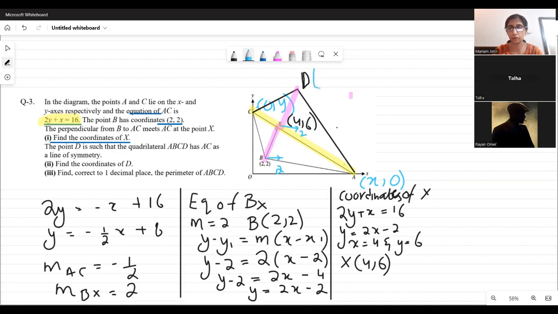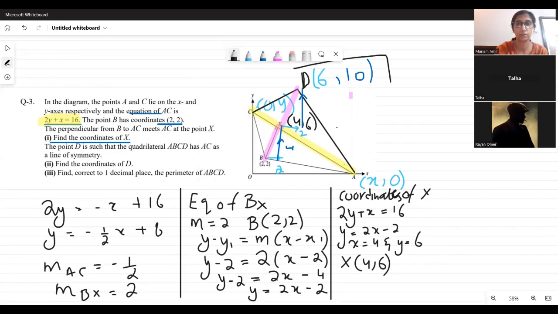So x coordinate of D would be 6, and then upwards 2 is changing into 6, so that goes 4 units up. So when you go another 4 units up, 6 changes into 10. So coordinates of D should be 6 comma 10. 6 comma 10 is correct. Okay, so the answer for D is 6 comma 10.